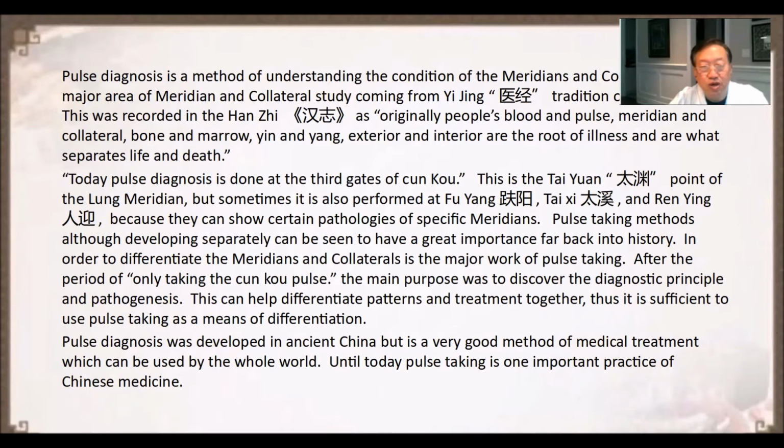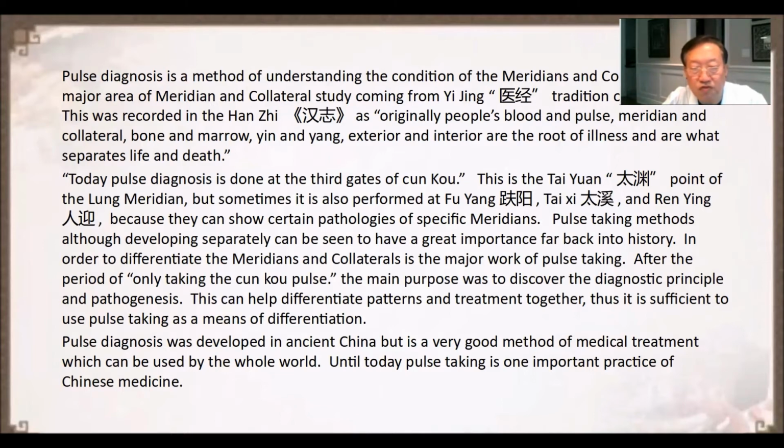Today, pulse diagnosis is done at the third gate of the three gates of Tunkou. This is the Taiyuan point of the lung meridian, but sometimes is also called the Fuyang, Taishi, Renying, three separate acupoints on the body. Because they can show certain pathologies at specific meridians, pulse-taking methods, although developing separately, can be seen to have great importance far back into history.